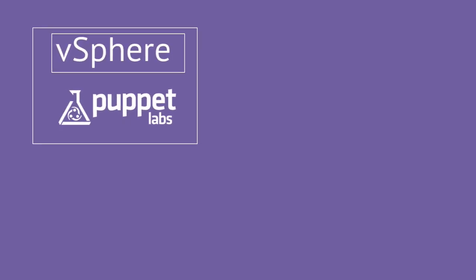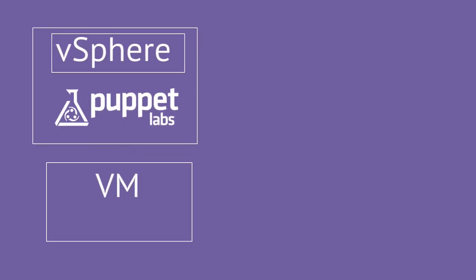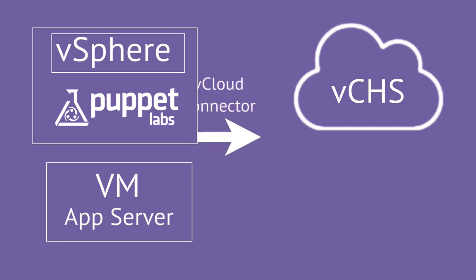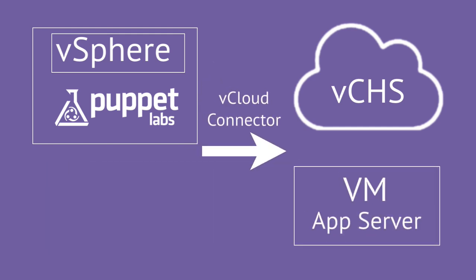Today we're going to create a virtual machine from a basic template, and next we will give the machine a useful role as an application server. Once all said and done, we will migrate the workload from on-premise to the VMware vCloud hybrid services. So Jeremy, let's just go ahead and dive in.